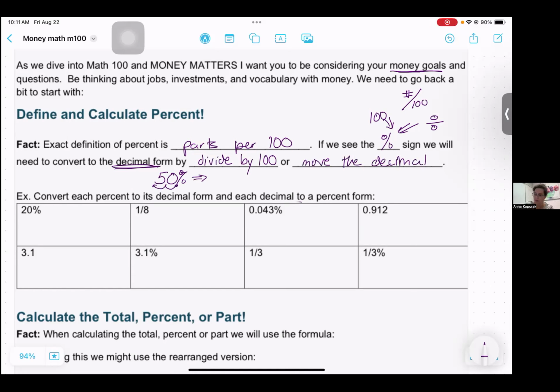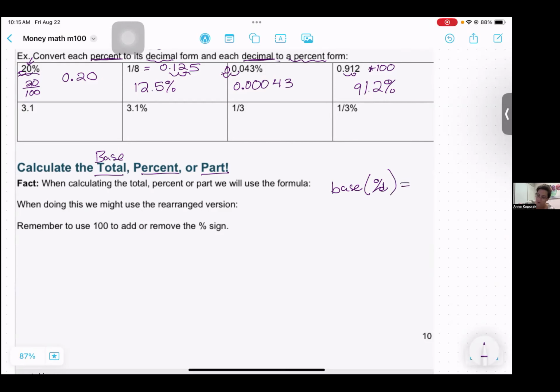Base times percent. Now, here's the problem. I just said that when we do percentages in calculations, it has to be in its decimal form. So I'm going to change this last little 0 to a little d to remind myself decimal form. Decimal form equals result or part. Result.